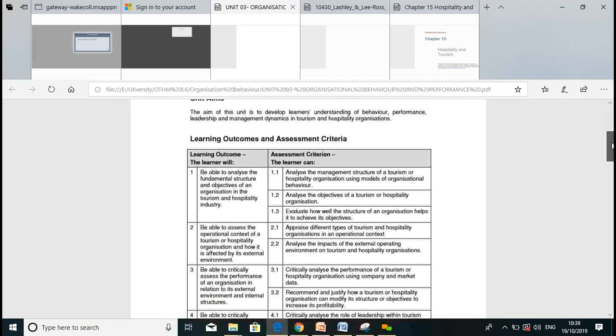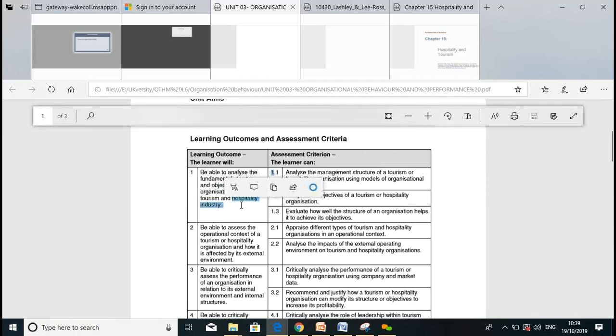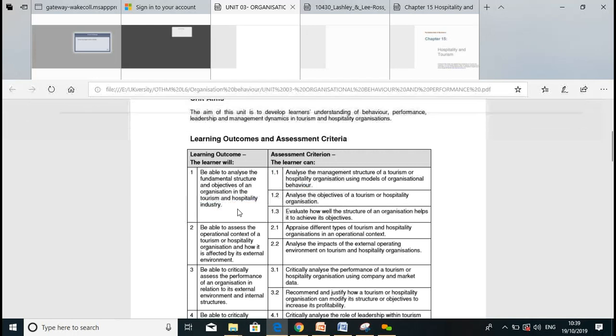LO1, learning outcome 1: be able to analyze the fundamental structure and objective of an organization in the tourism and hospitality industry. So we'll go through the objective of an organization with respect to the hospitality and tourism industry, and how we can structure our organization to achieve its objective. Objective means the end result, what we really want to achieve. At the end of the day, we want to sustain in business, as sustainability is very important. So our key objective will be to satisfy customer needs and wants. If we don't satisfy them, we can't really sustain in business.